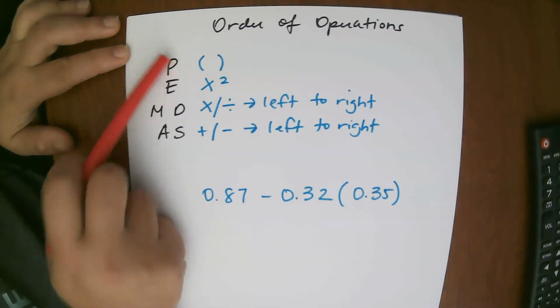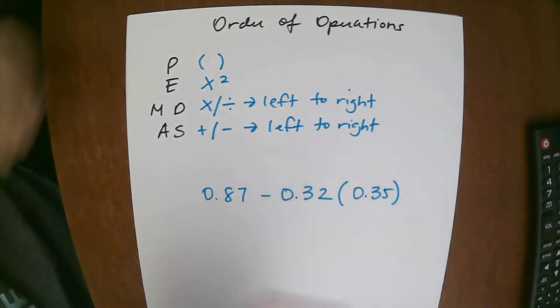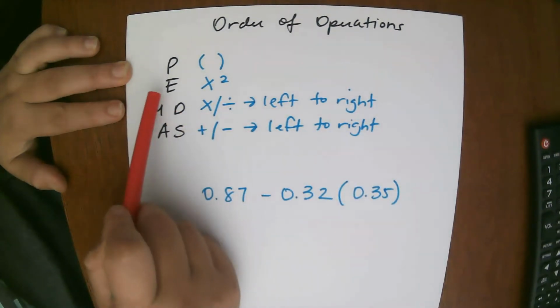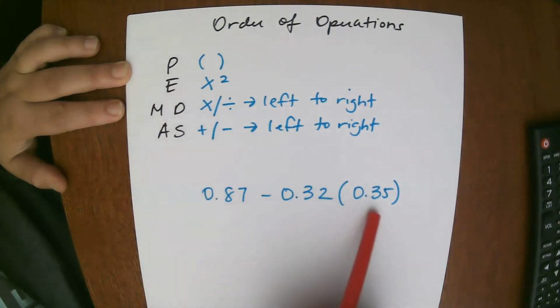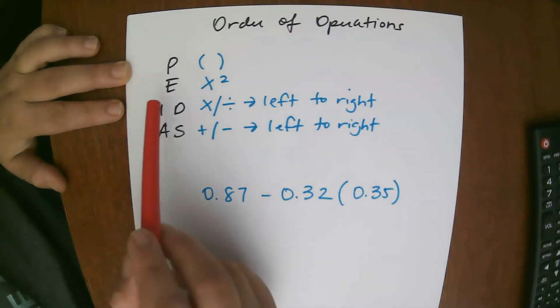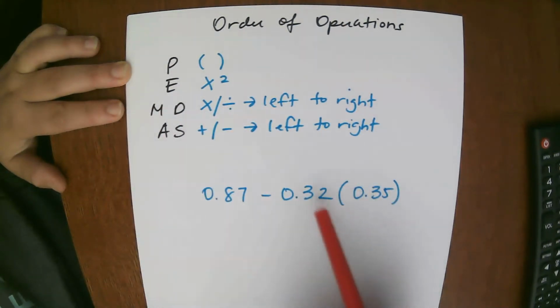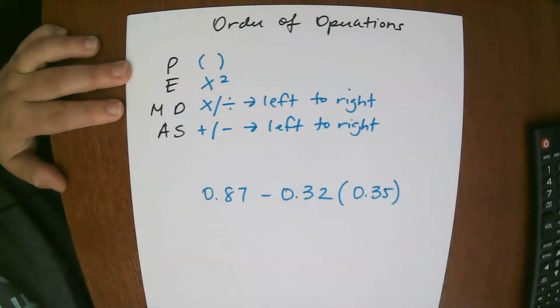So the first thing I'm going to do, I'm going to ask, do I have parentheses? Well, I do, right? But I have nothing inside the parentheses. There's really nothing there to solve. It's just one decimal. So I'm going to go on to my next one, which is exponents. Do I have any exponents here? Nope. How about multiplication or division? I do. I have multiplication right here.